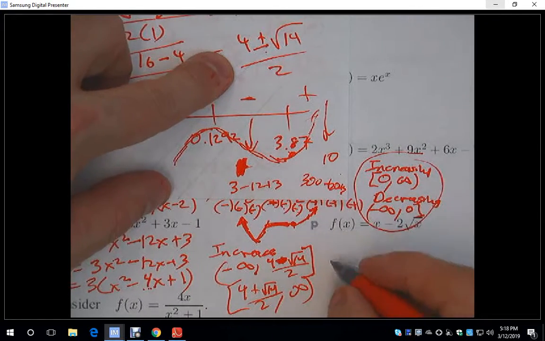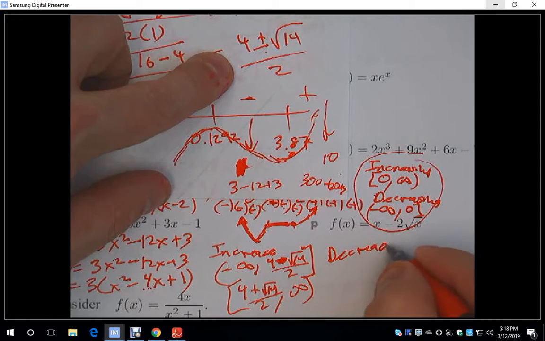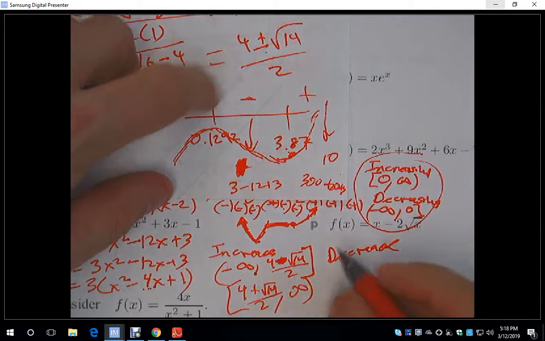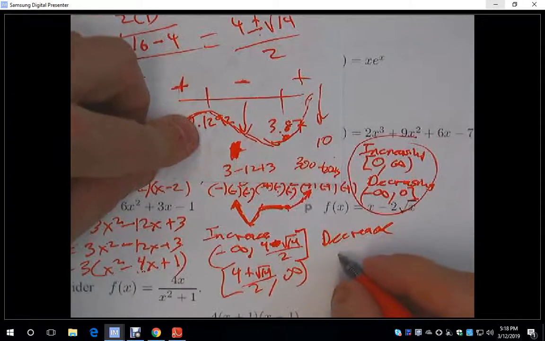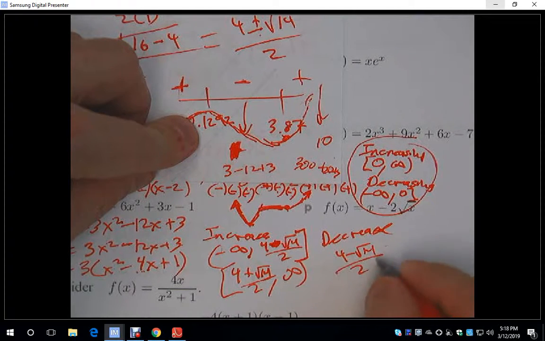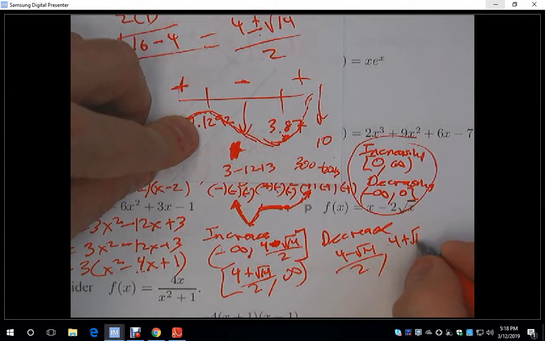And then we're going to be decreasing from the values in between. So from 4 minus the square root of 14 over 2 to 4 plus the square root of 14 over 2.